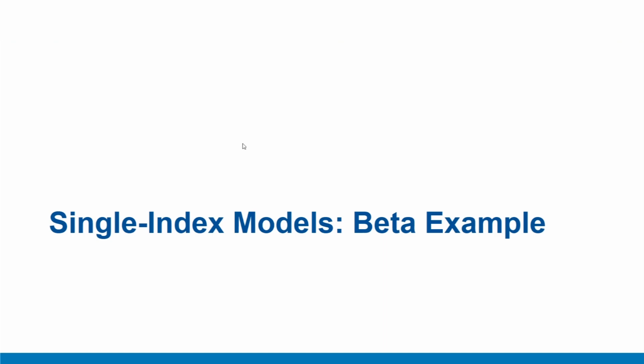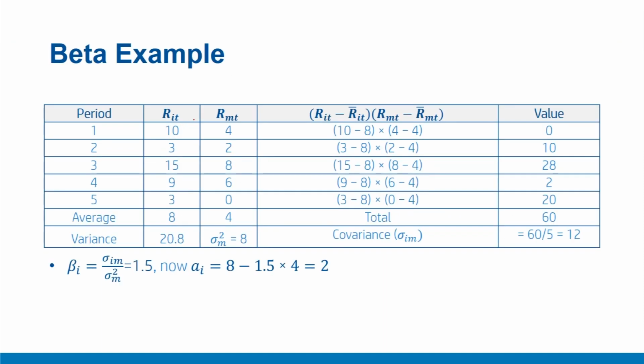Single index models beta example. In this video, we'll try to understand computation of beta in the presence of single index models. In our previous discussion on a similar example, we assumed beta to be given, but let's try to examine beta now. In the example, we have been given values of RIt for these 5 periods. We have our market returns for these same periods. So first, we can compute the average values of market return, which is 4%, and security return, 8%.